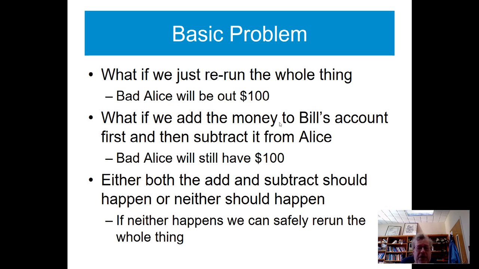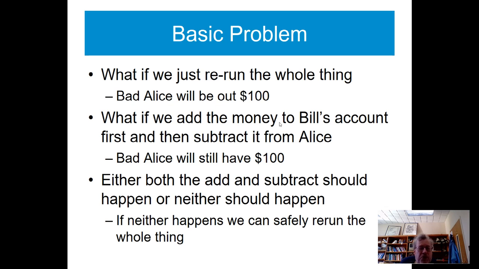What if we add the money to Bill's account first and then subtract it from Alice's account? Well, this just moves the problem around by a little bit. This means that when it crashes, Bill will have the $100, Alice will still have the $100, so effectively the bank will be out of $100. The bank doesn't really like that approach.